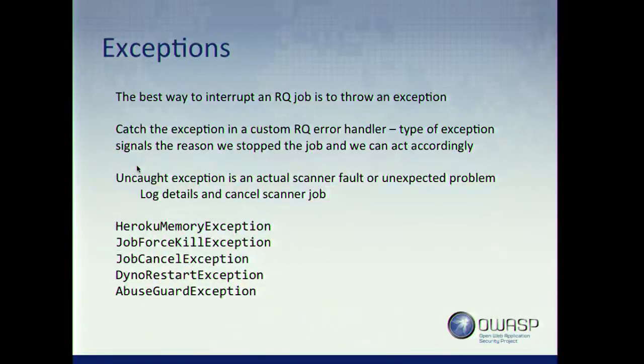So the best way to interrupt an RQ job, as I said before, is to throw an exception, and we catch exceptions for memory, for killing a job because something else failed, something we don't understand. We catch it if Heroku restarted a dyno without telling us. We catch that SIGINT or SIGTERM and throw it out to the RQ exception. And we also catch exceptions if we weren't able to verify ownership of a target.